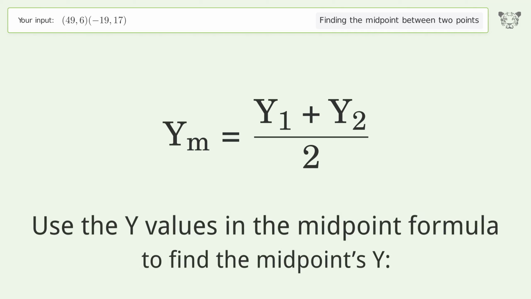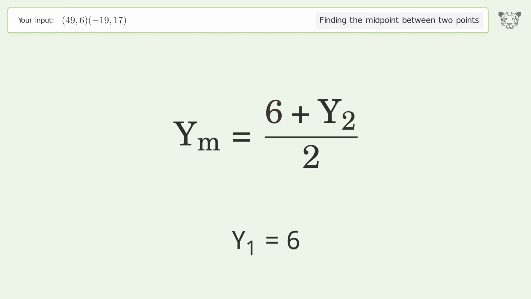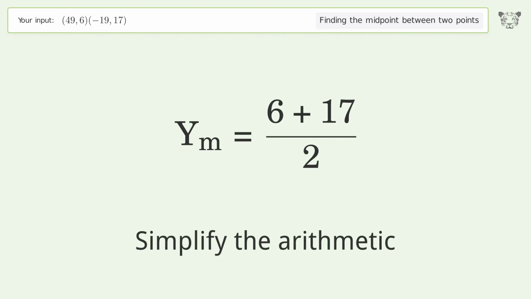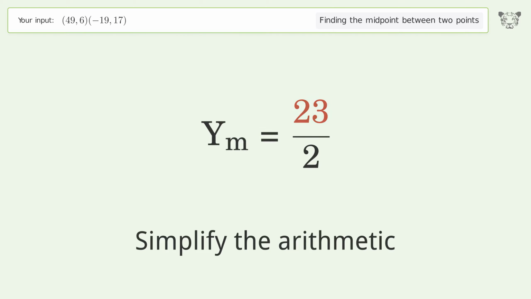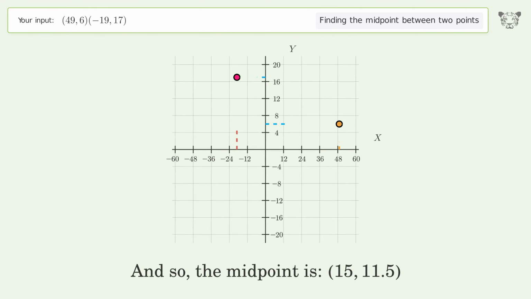Use the y values in the midpoint formula to find the midpoint's y. y1 equals 6. y2 equals 17. Simplify the arithmetic. And so, the midpoint is 15, 11.5.